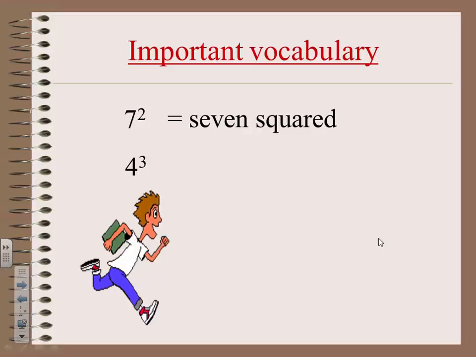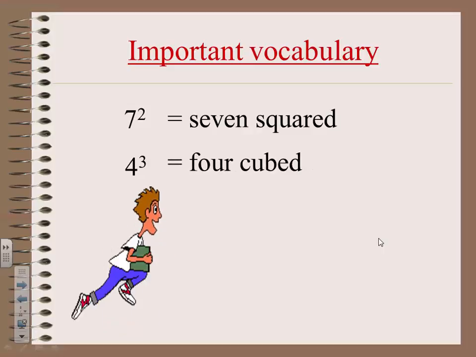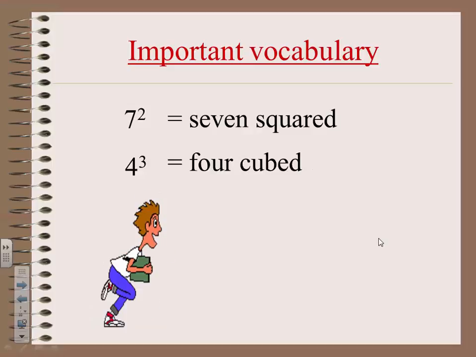Power of 3 is what we're talking about now. Anything to the power of 3 can be cubed. 4 to the power of 3 is 4 cubed. 10 to the power of 3 is 10 cubed. X to the power of 3 is x cubed.